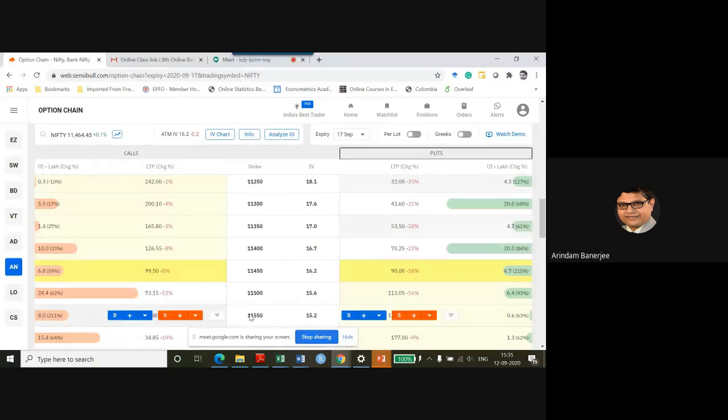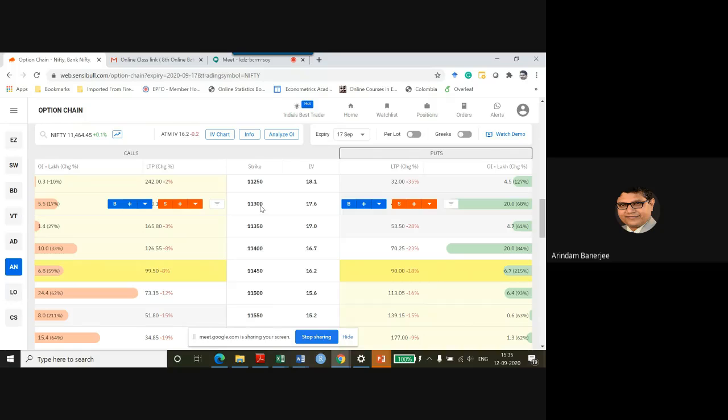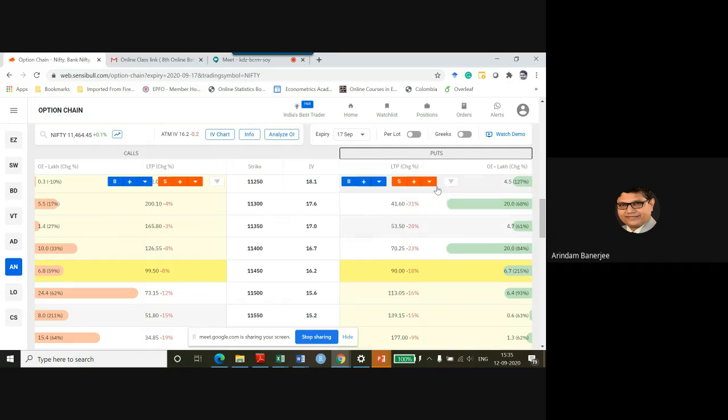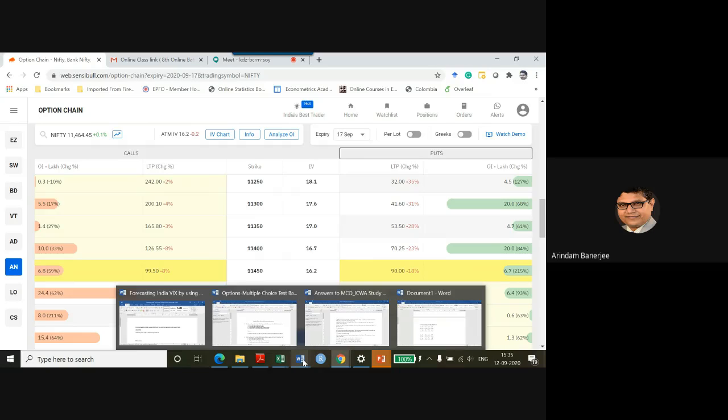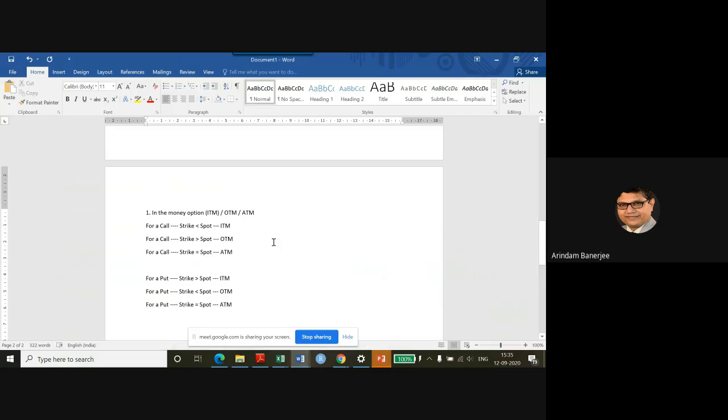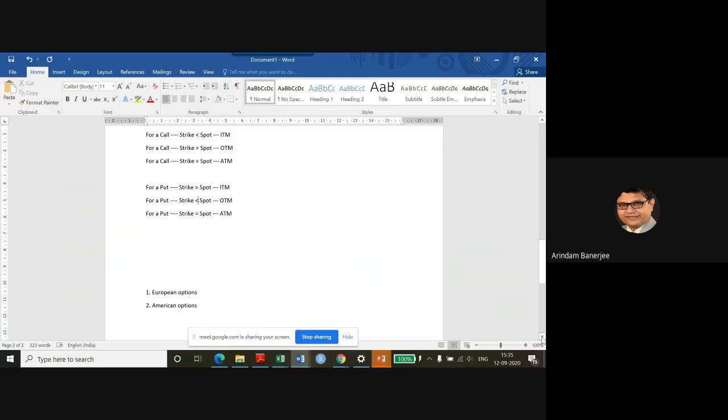The strike 11,550 is higher than spot. So you see, it is in the money. It is gray. 11,300 is less than the spot. This is out of the money. This whiter portion, it is just the reverse. Right? So this is the concept of ITM, OTM, and ATM.